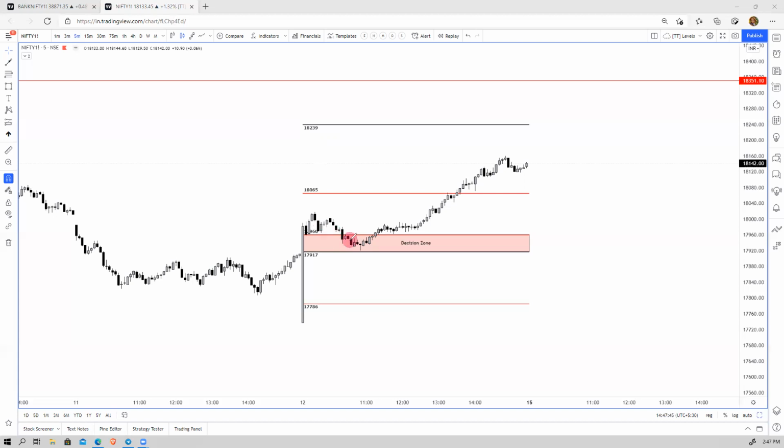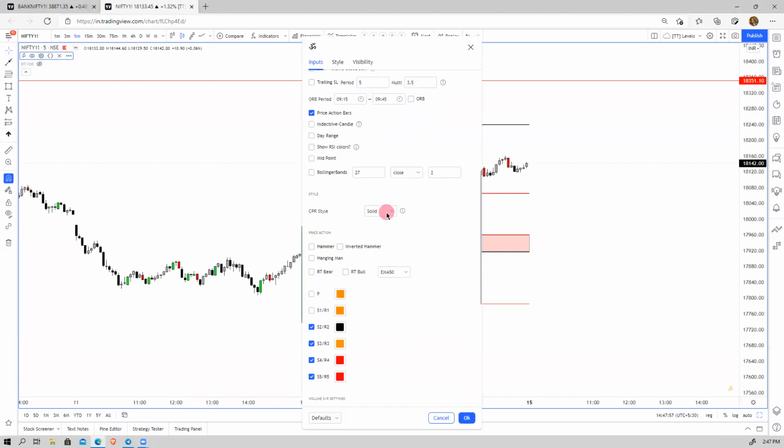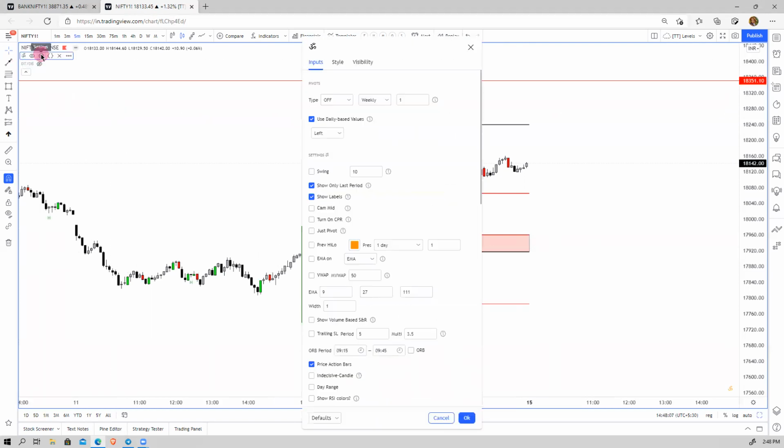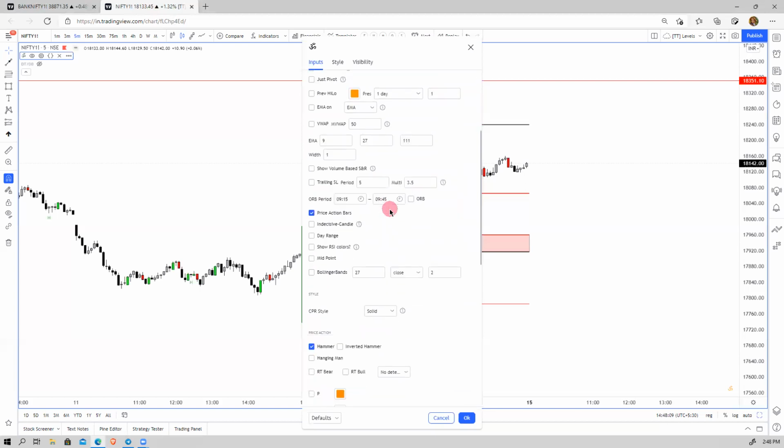So did you find any bullish pattern in this box? I'm pretty much sure you did. You don't want to tell me you didn't find any, but say this. This is a hammer.